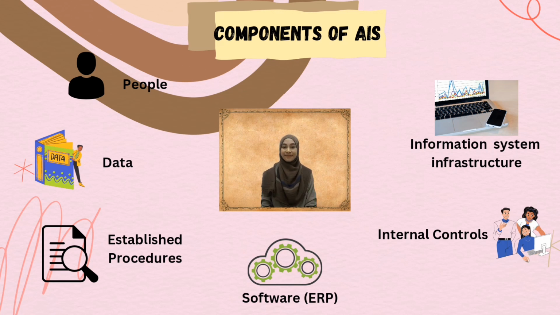Fifth, information system infrastructure. IT infrastructure can be a consortium of various IT and IS hardware, tools, and accessories. For example, computers, printers, scanners, and others. Sixth, the internal control. These are tools, checks, procedures, systems adopted by an organization to ensure the integrity of financial information, prevention of frauds, errors, and safeguarding of assets.